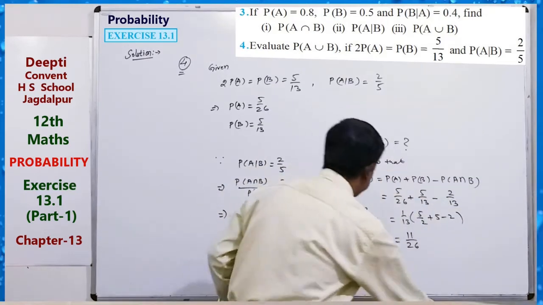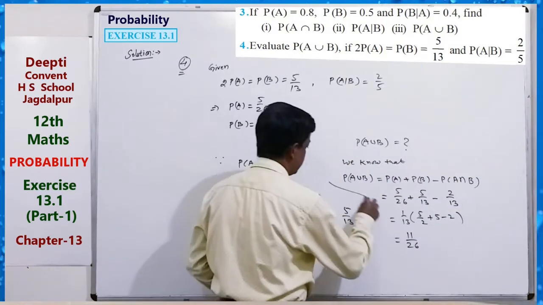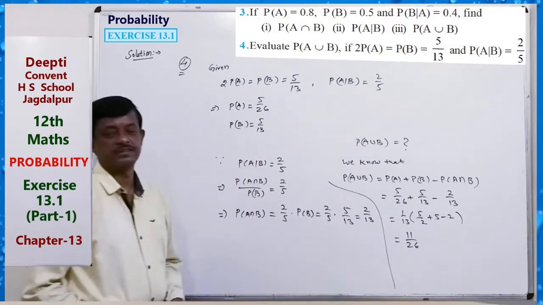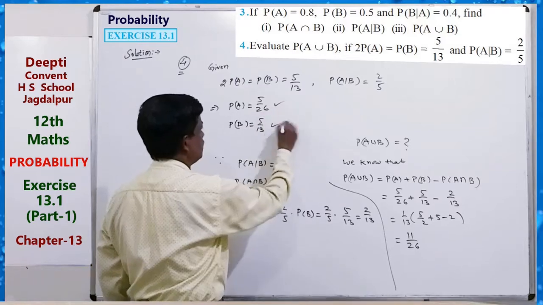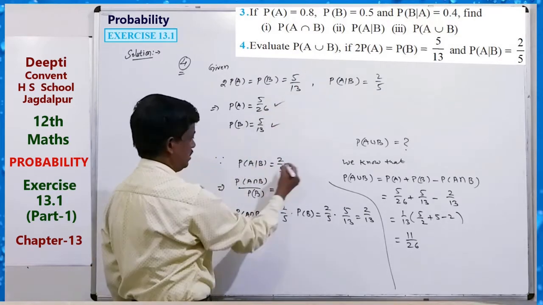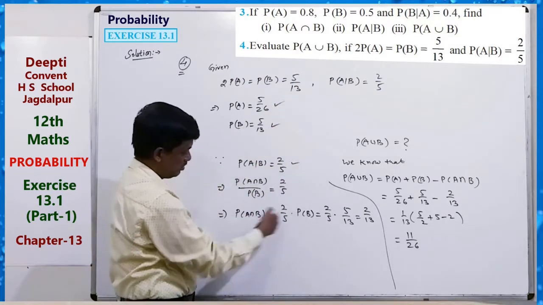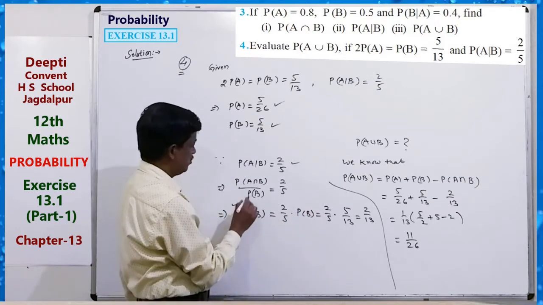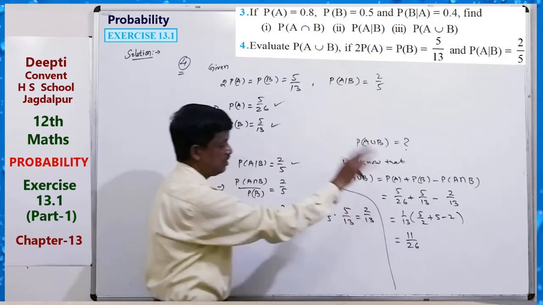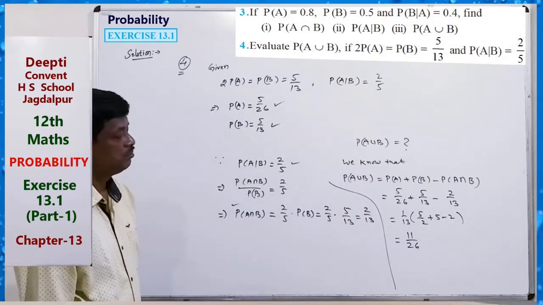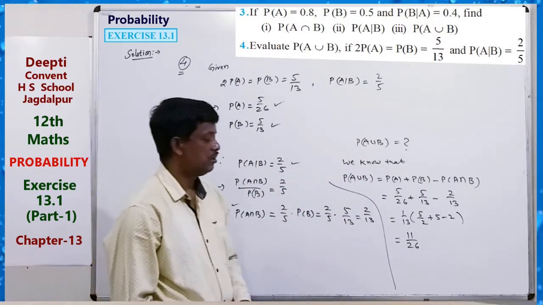So you have to find it like this. First of all, it is given, so we can get this value and this value, and then use the formula here and you can get P(A intersection B). So three values are given. Here use this formula and you can get the value P(A union B). Okay, this is question 4.